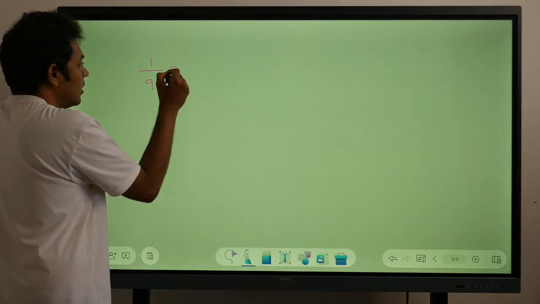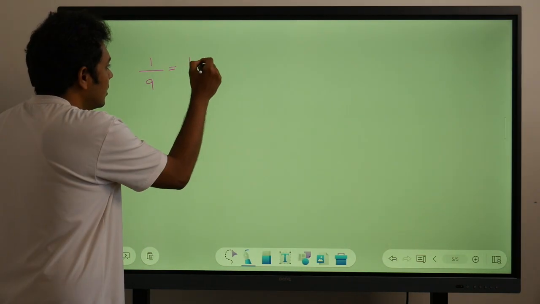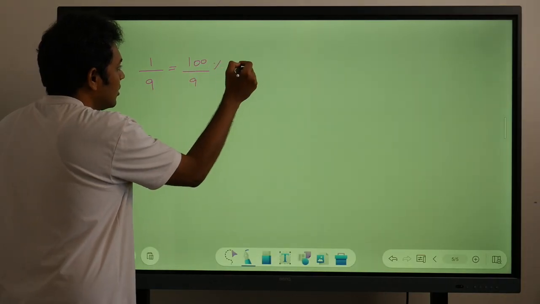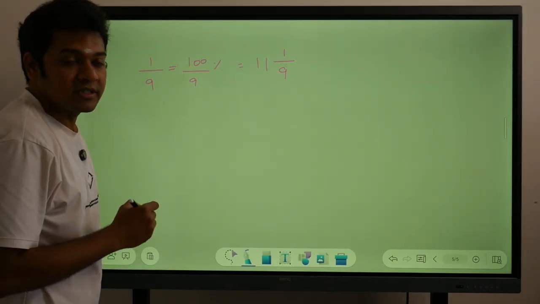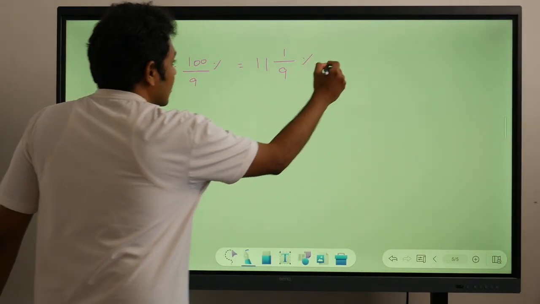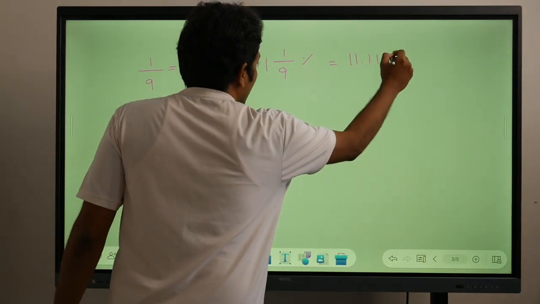What is 1 by 9? 100 by 9%. Okay, 100 by 9 is nothing but 11, since 11 9s are 99, carry 1. So 11 1 by 9%. Right? Or if I have to write it as recurring, it's 11.11111 and it goes on.